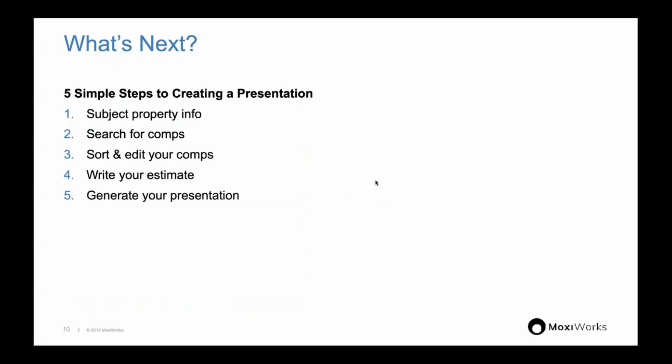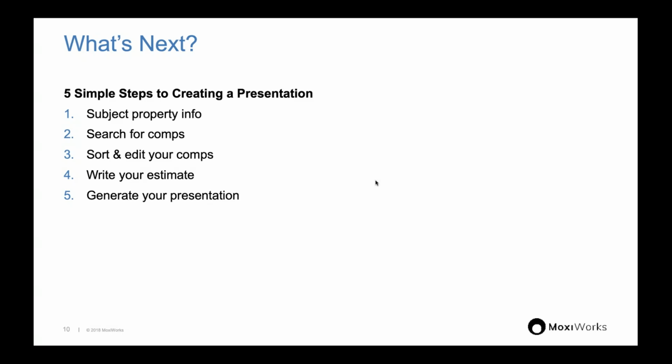All right, so what's next? Well, we're going to go over the 5 simple steps in creating your presentation, and the first 4 of which are things that we do in our business every single day. So 1 is defining your subject property. 2, searching for comparables. 3, sorting and editing your comparables. And 4 is writing your estimate. Now, we all know how to do that. That is very simple to do, but we've created a really simple way to add those into your digital presentations.